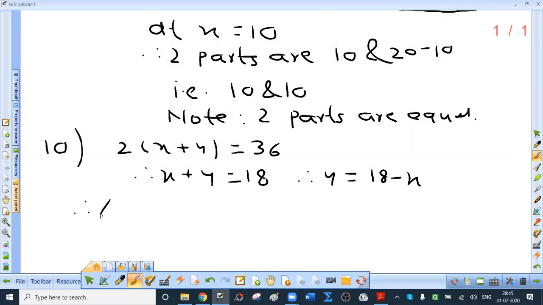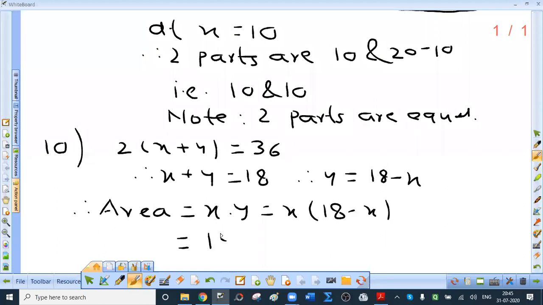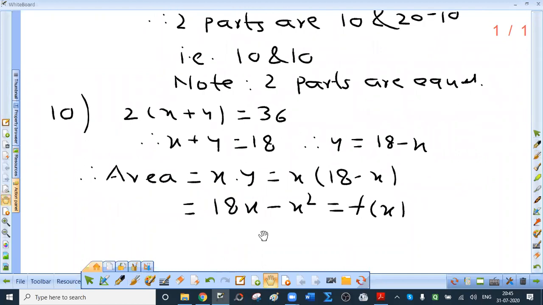Okay. So write down. Therefore, area of rectangle is length into breadth, that is xy. But what is y? y is 18 minus x. So this is nothing but 18x minus x square. Now the function to be examined should be denoted by f of x. Okay. So this is f of x. Right now. Rest part is simple. Find out f dash of x and so on.